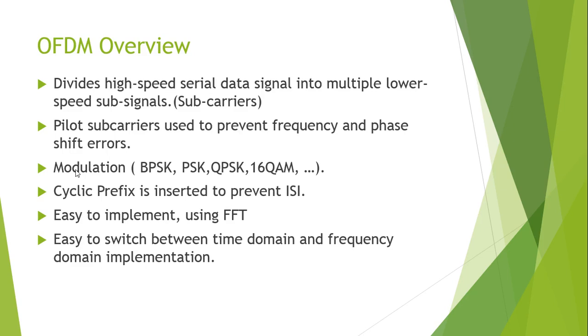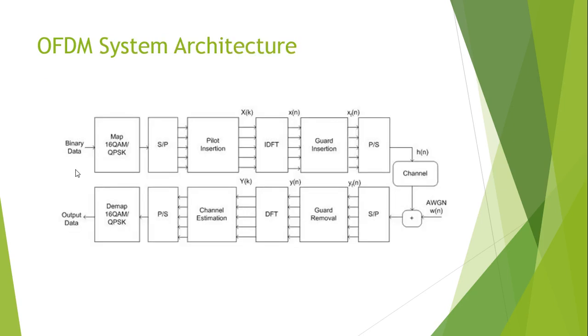This is the basic general overview, and now we will move on to the OFDM system architecture. This is the block diagram of the OFDM system. Here binary data is sent, and then mapping and modulation is done, and then the data is converted into parallel subchannels, and the pilots are inserted over here. These pilots will be responsible for channel estimation, and they form the basic idea of the channel estimation technique.